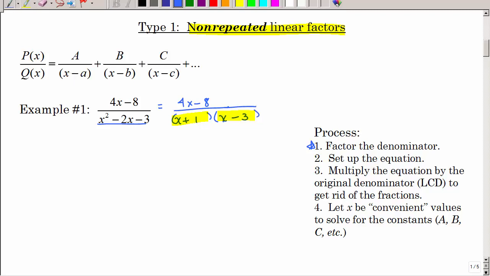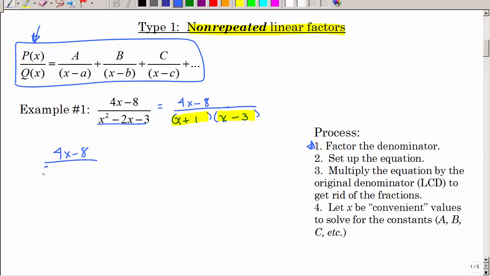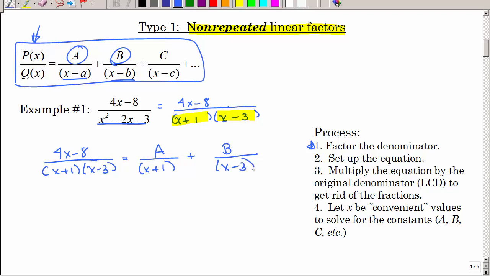How are we going to set this up? Well, right here it says we're going to take the original fraction, which is 4x minus 8 over x plus 1 times x minus 3, and we're going to say, well, this equals two fractions, some constants A and B over our two, in this case, linear factors. So that was step 2. We're going to set up the equation.